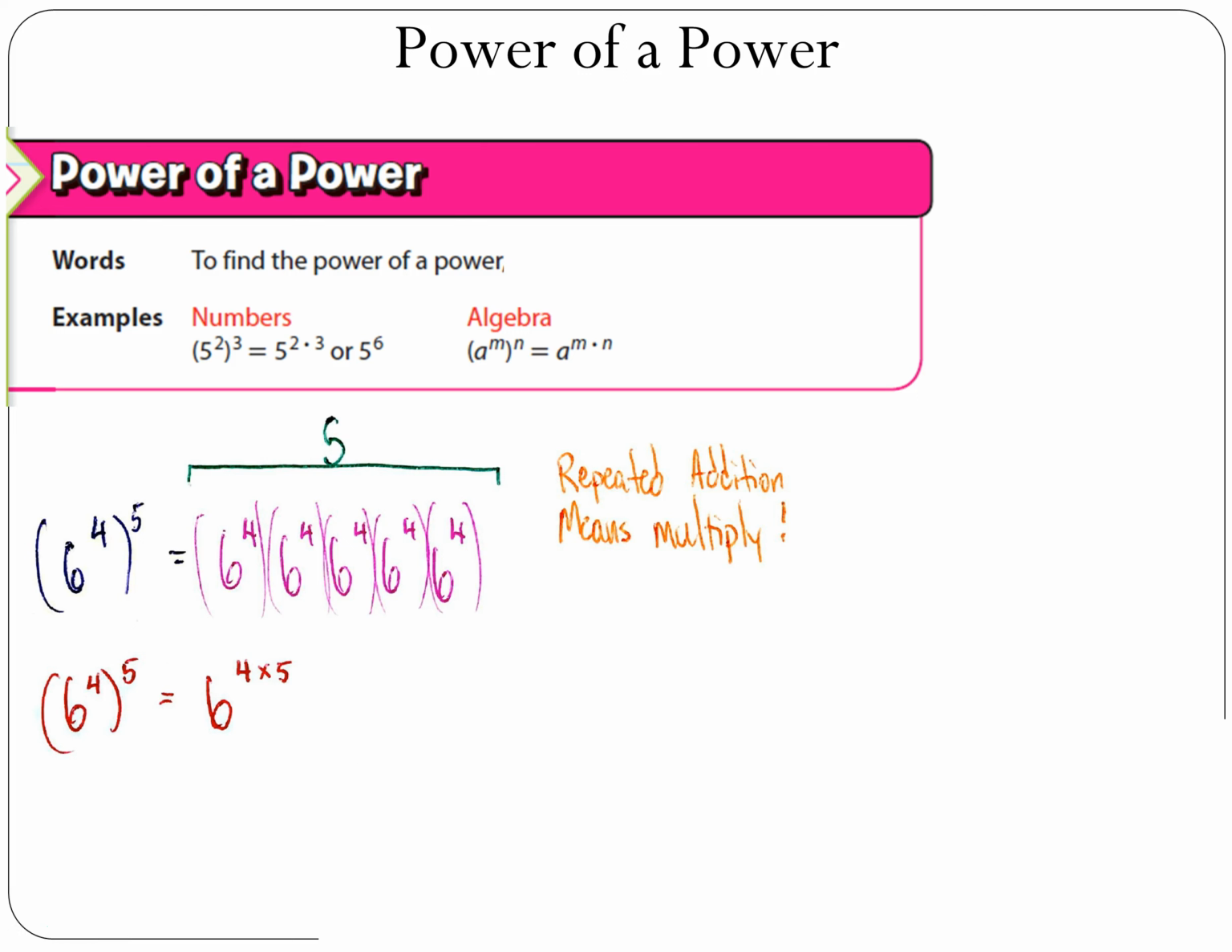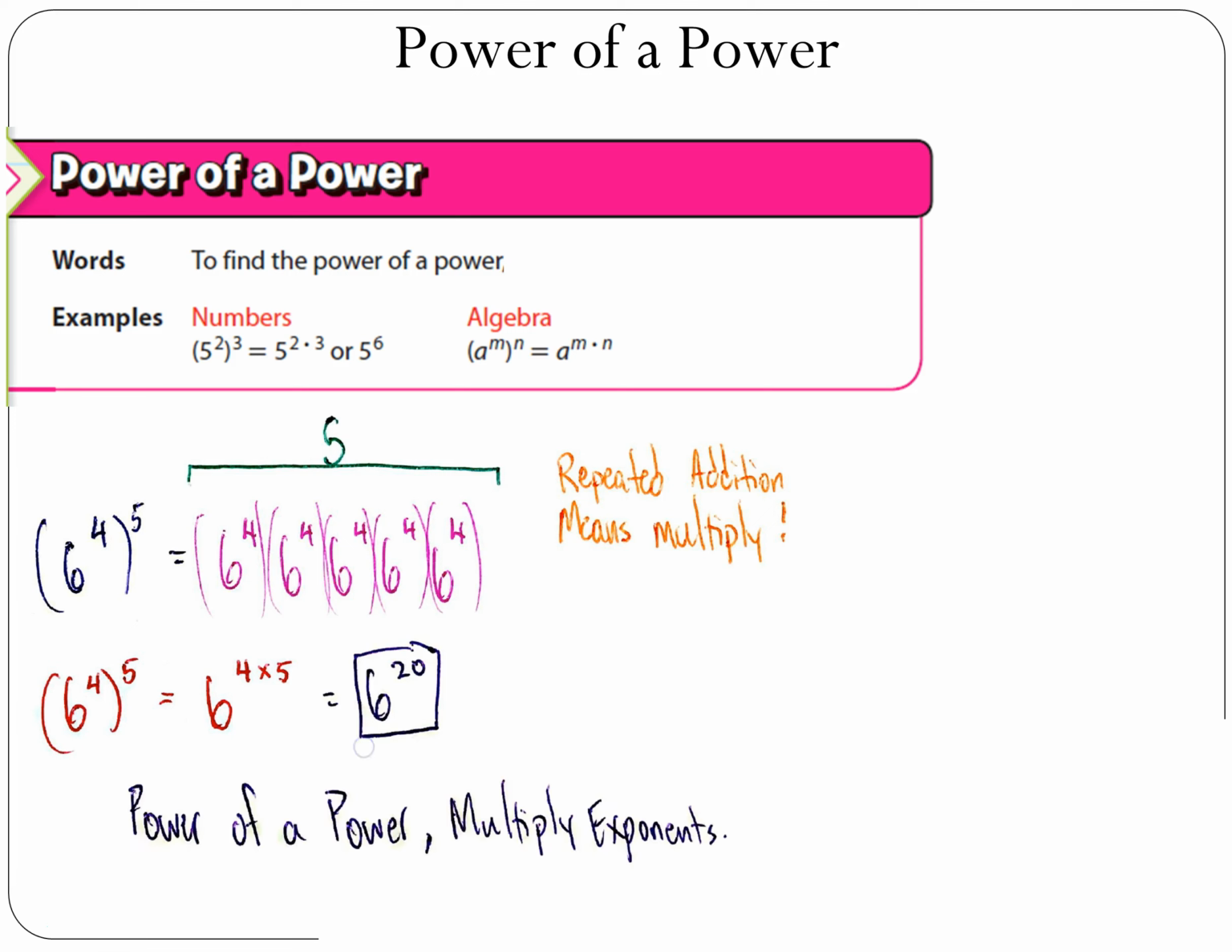You know what 4 times 5 is? 4 times 5 is 20. 6 to the 20th power. Sweet. So the power of a power, you multiply those exponents.